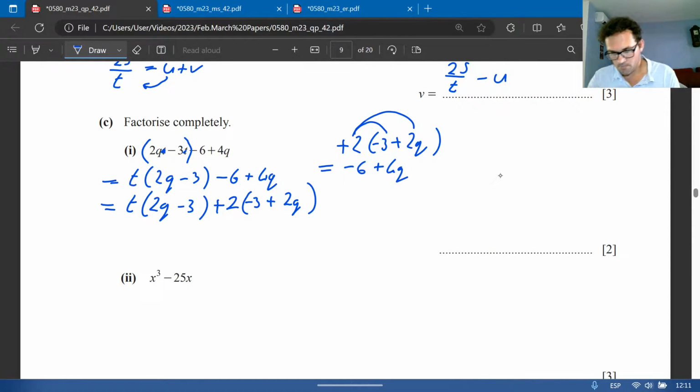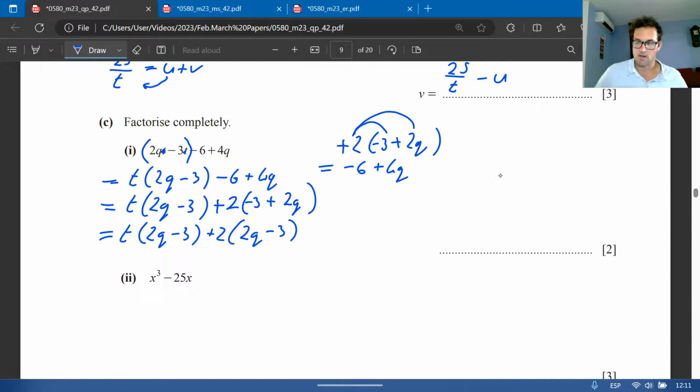But now, look at this. I'm going to leave the first bracket the same, just swap the 2q and the minus 3. We can swap them around as long as the minus stays with the 3. Yeah? Because now we can factorize out this whole bracket. Okay.